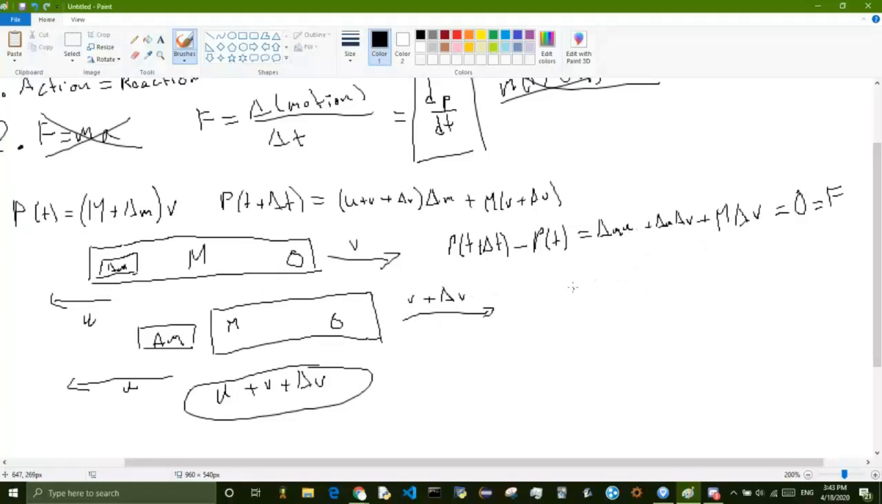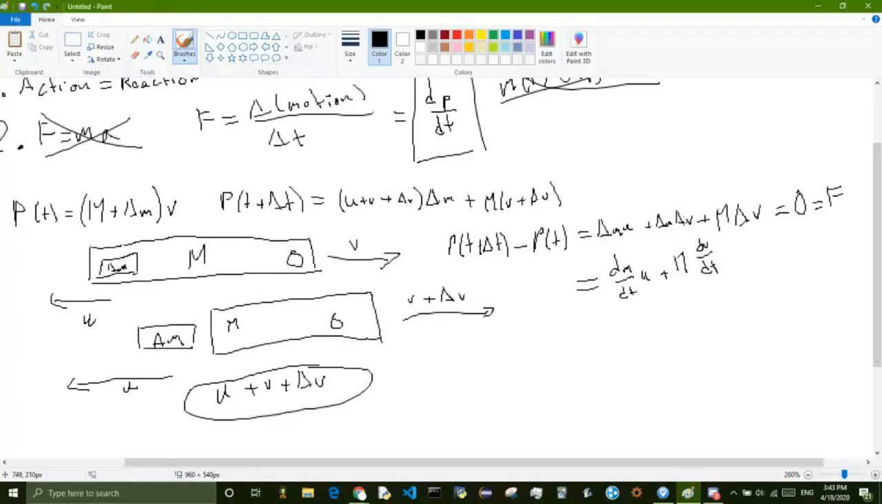So now we divide everything by delta t. Or rather, I'll just divide by delta t and take the limit at the same time. So what we'll have is dm dt times u. And I'll skip this term for now, plus m times dv dt.